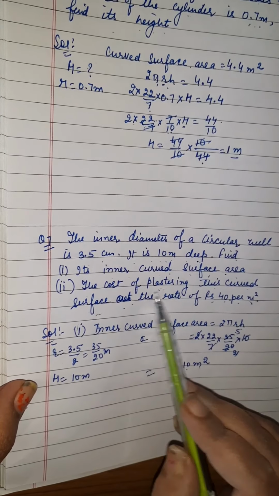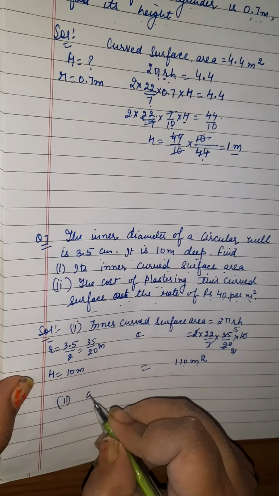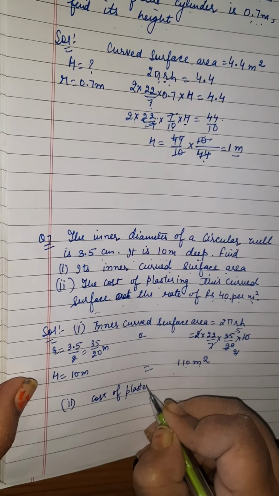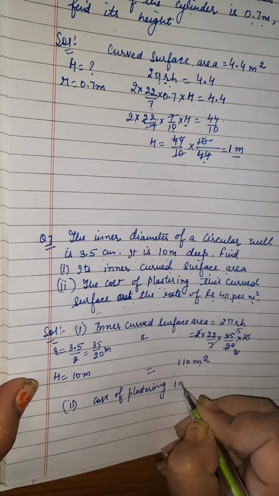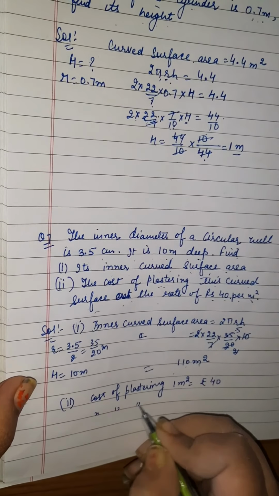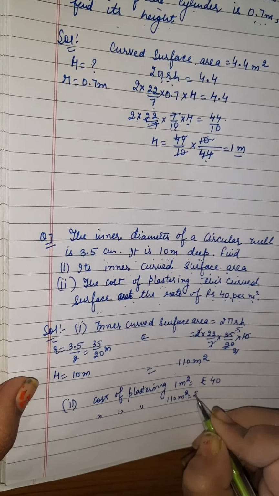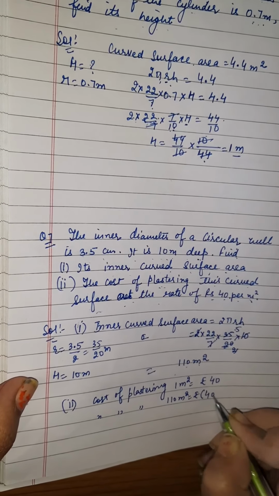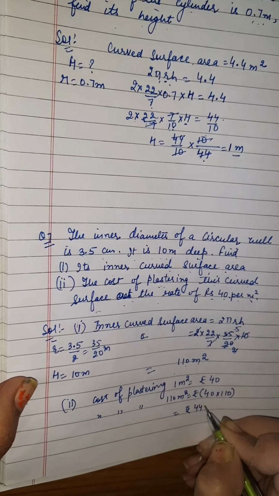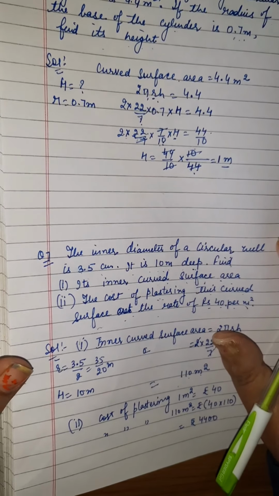Now the cost of plastering the curved surface area. The second part is the cost of plastering. 1 meter square is equal to rupees 40. Cost of plastering 110 meters square: multiply 40 into 110, that is equal to rupees 4400. So these are questions number 6 and 7.